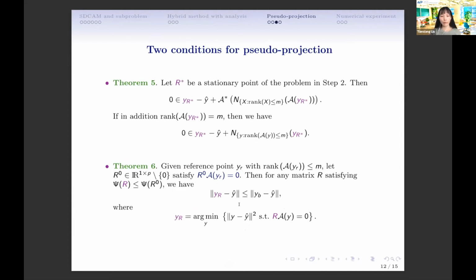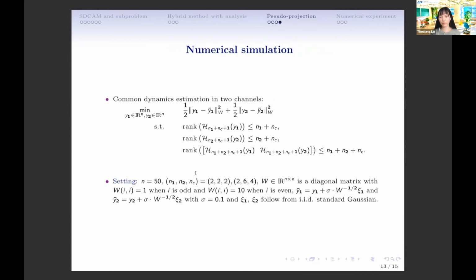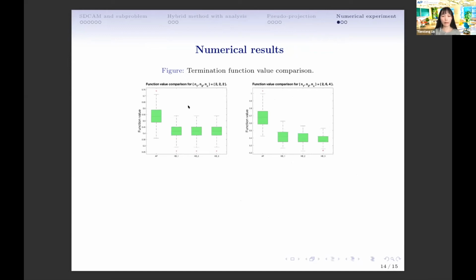So until now, we have done the framework and we have done the pseudo projection problem. So now I would like to briefly show the numerical experiment results. We consider the problem with two variables, and we have some data settings, and we have these numerical results. First, for different ranks, 222 and 264, this shows the termination function value, the average termination function value over maybe 10 or 20 random seeds, obtained by our three hybrid methods. So we have three reformulations, corresponding to these three methods.